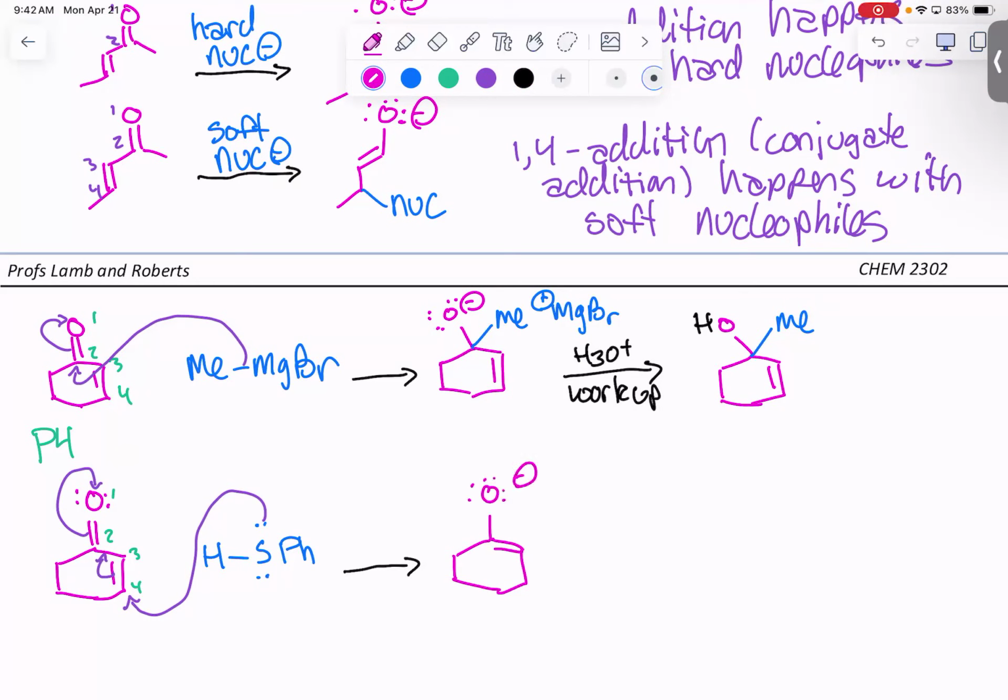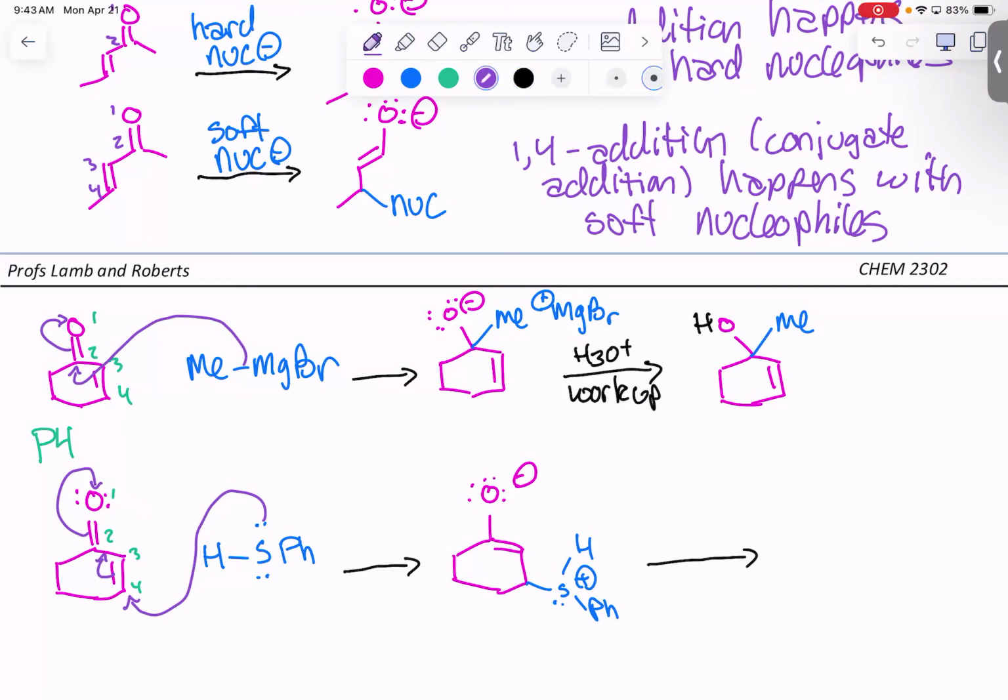All right, so this is what we're going to end up with. Our sulfur has our hydrogen still bound and our phenyl group. It's positively charged because it was a neutral species that attacked. All right. So now we can go ahead and think about a proton transfer here.